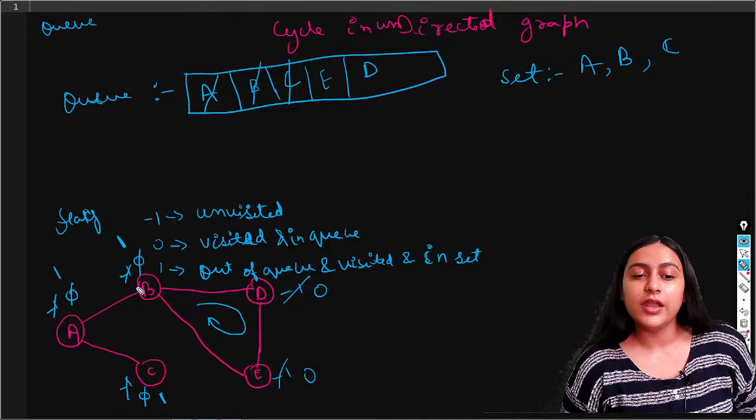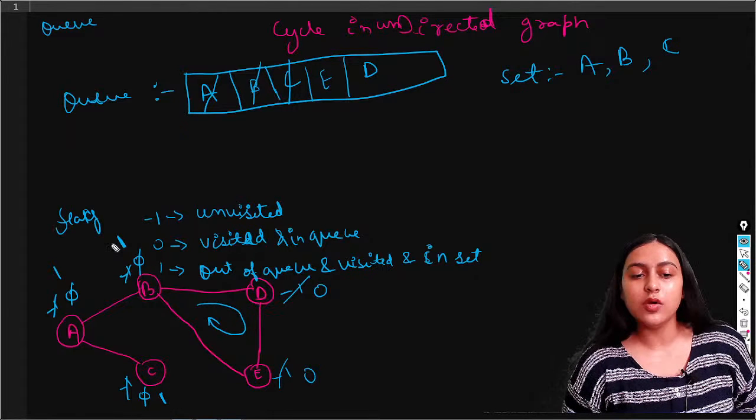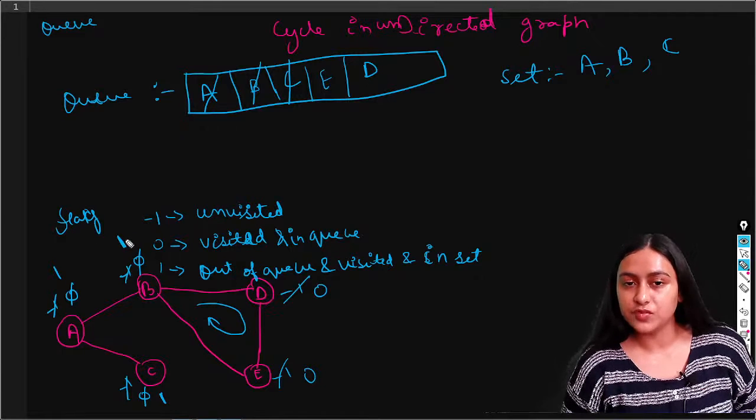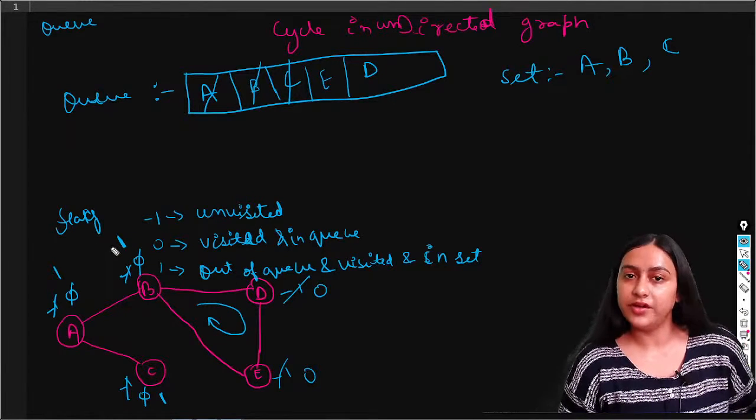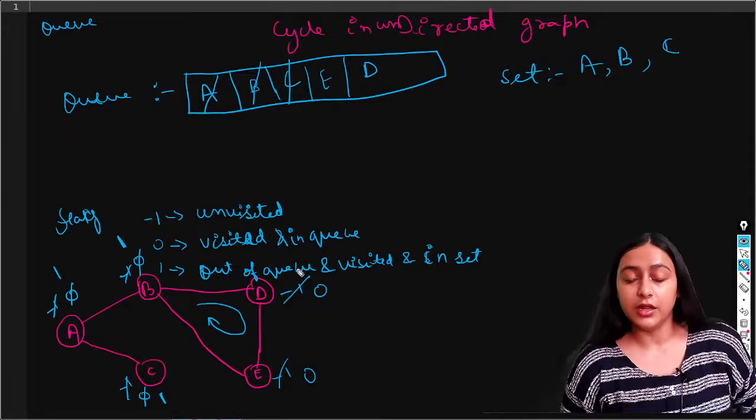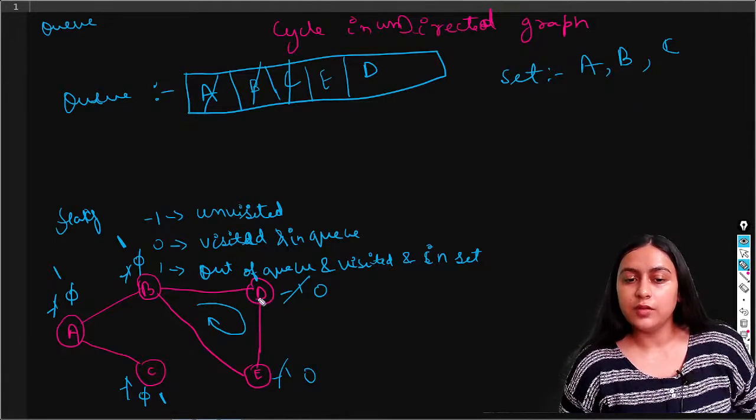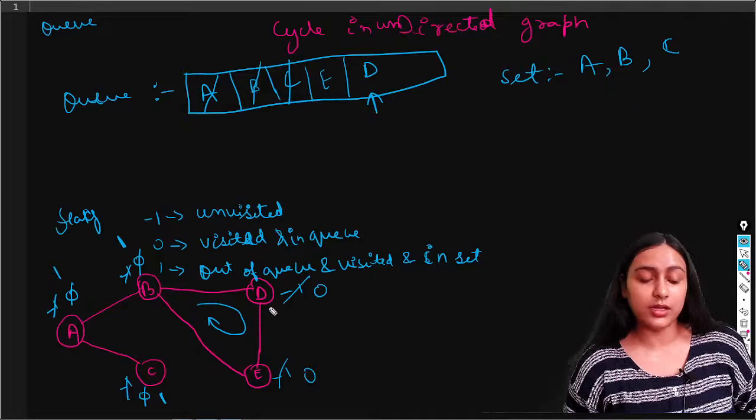So when we checked B, what are the neighbors of E? B and D. B already has flag value 1, which means it has already been in the queue and it has also been printed. Now one other neighbor, D, shows that we have a cycle in our graph.